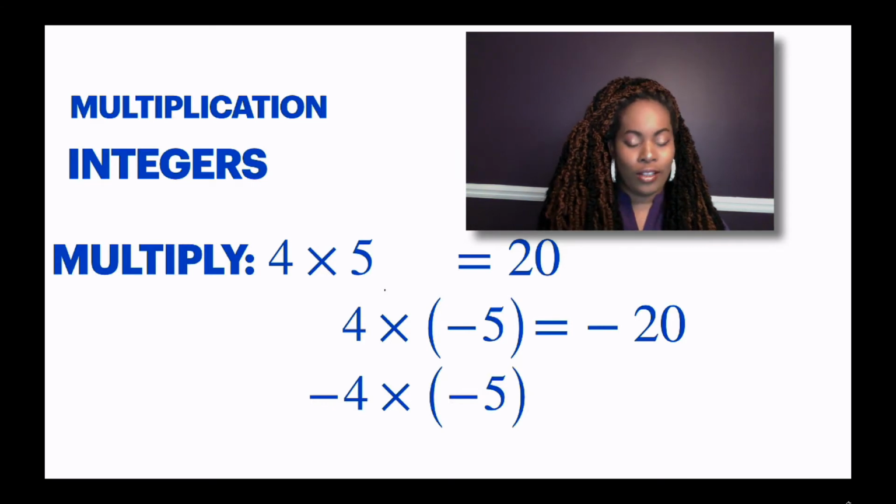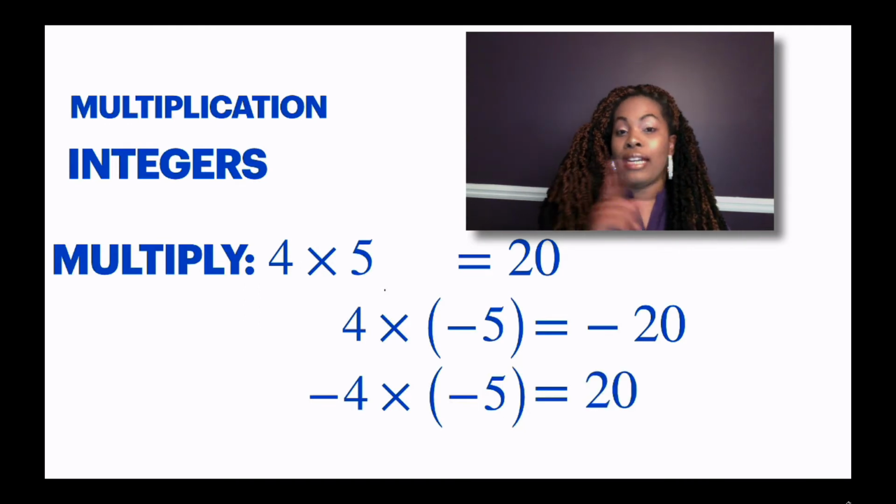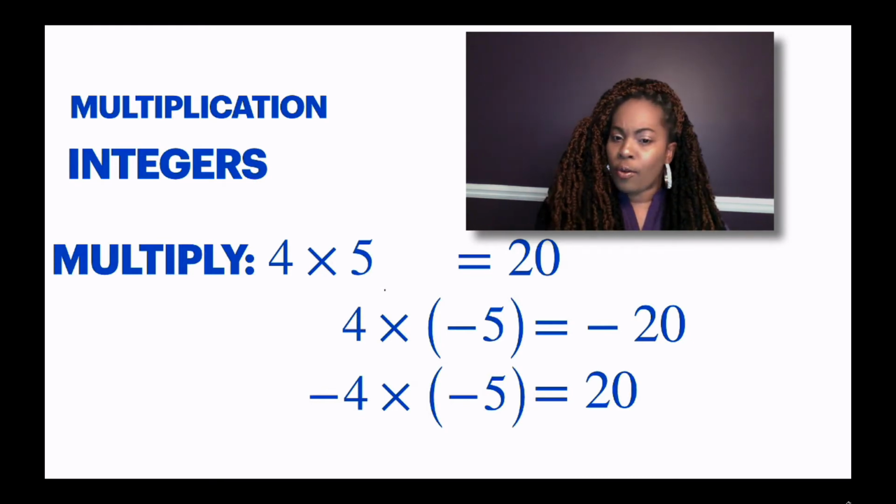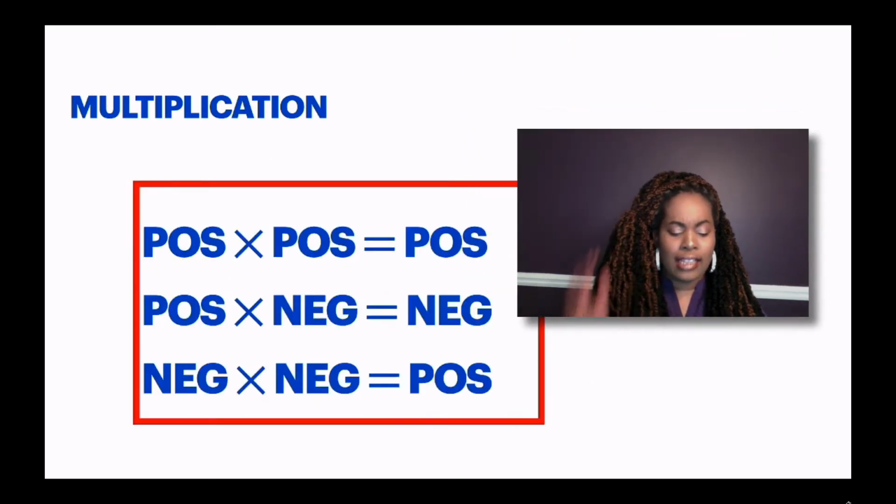There's something I want you to know. Whenever you're multiplying a negative times a negative, that answer turns out to be positive. So -4 times -5 is a positive 20. So as we think about that, this is something that I want you to take into mind.